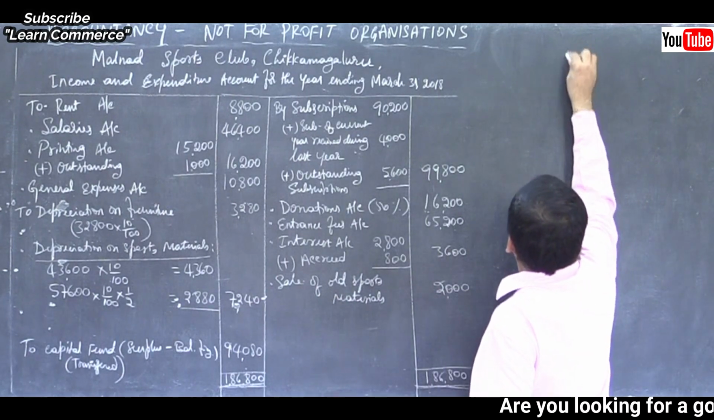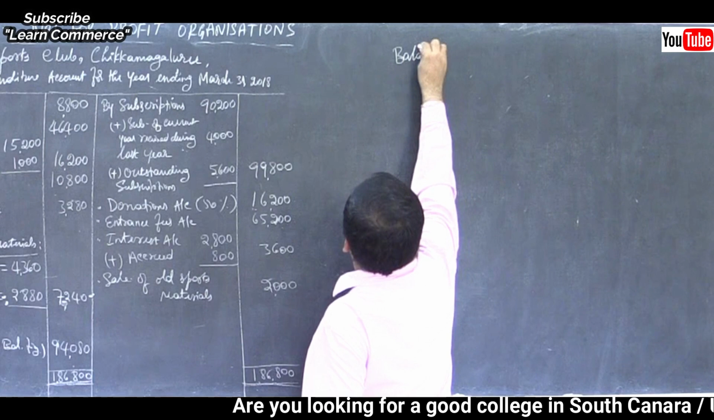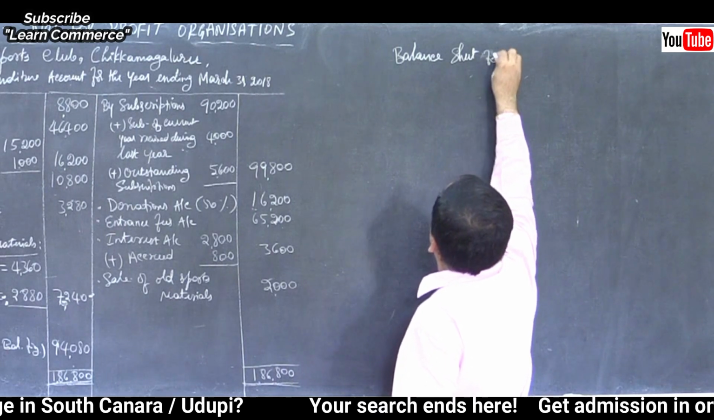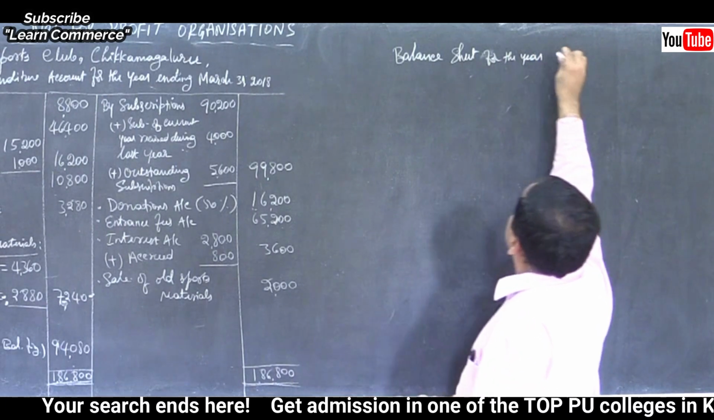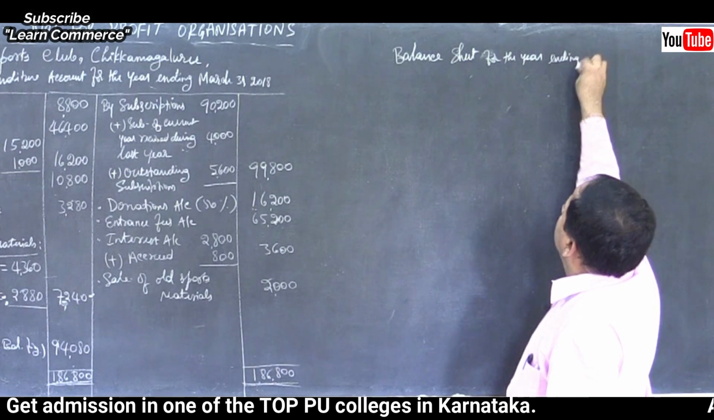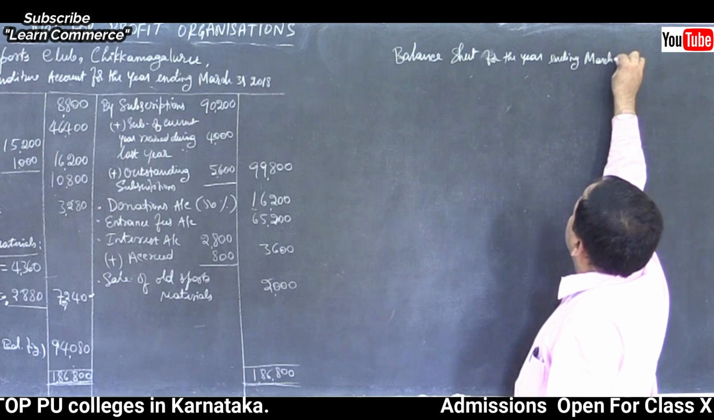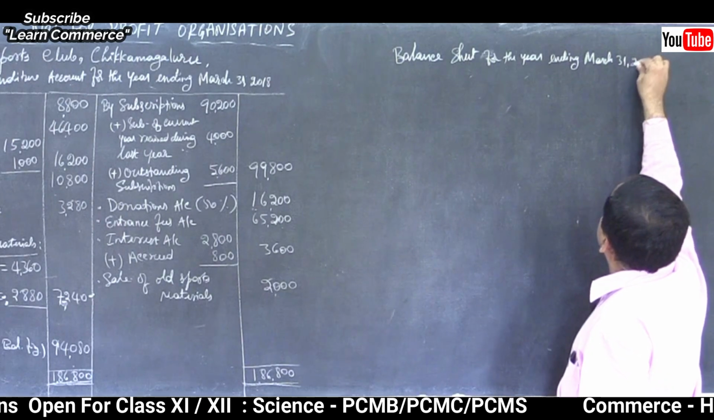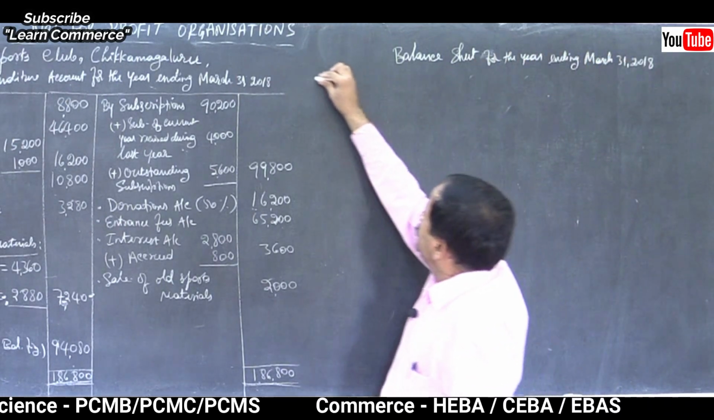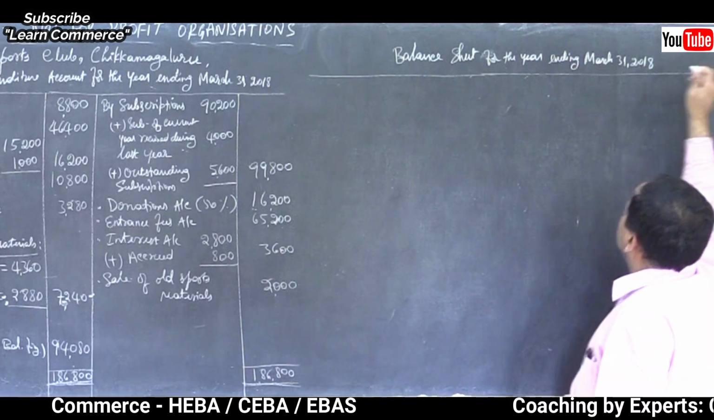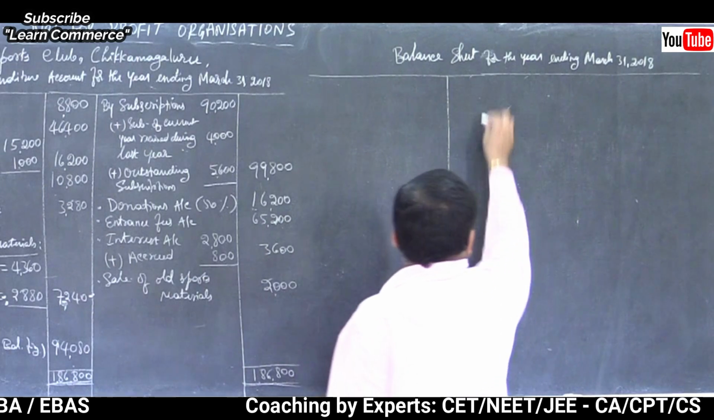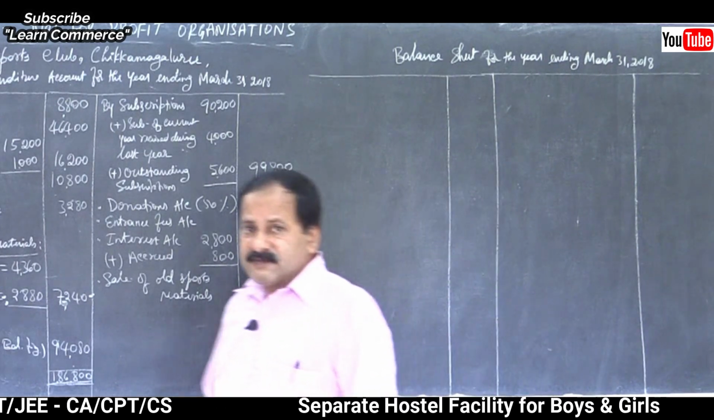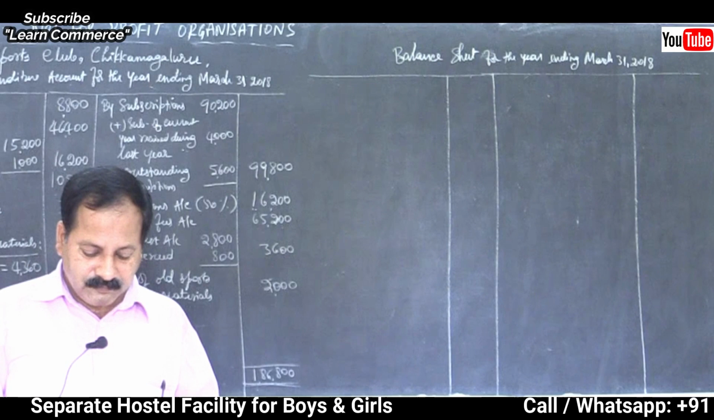Then balance sheet. Let us move on to the last part, balance sheet. Balance sheet for the year ending March 31st, 2018. Draw the columns. Liabilities, amount in rupees. Assets, amount in rupees. Write column headings, very important. Let me start.